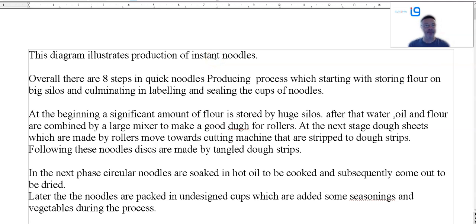Time for a video. So, as you know, we've been doing the Cambridge series of previous papers. We've done 17, 16, and now we're on to 15. So we've done the essays and we're doing the academic task ones. Now, this is test number 3. This is a process. We're going to be looking at the manufacture of noodles, instant noodles.